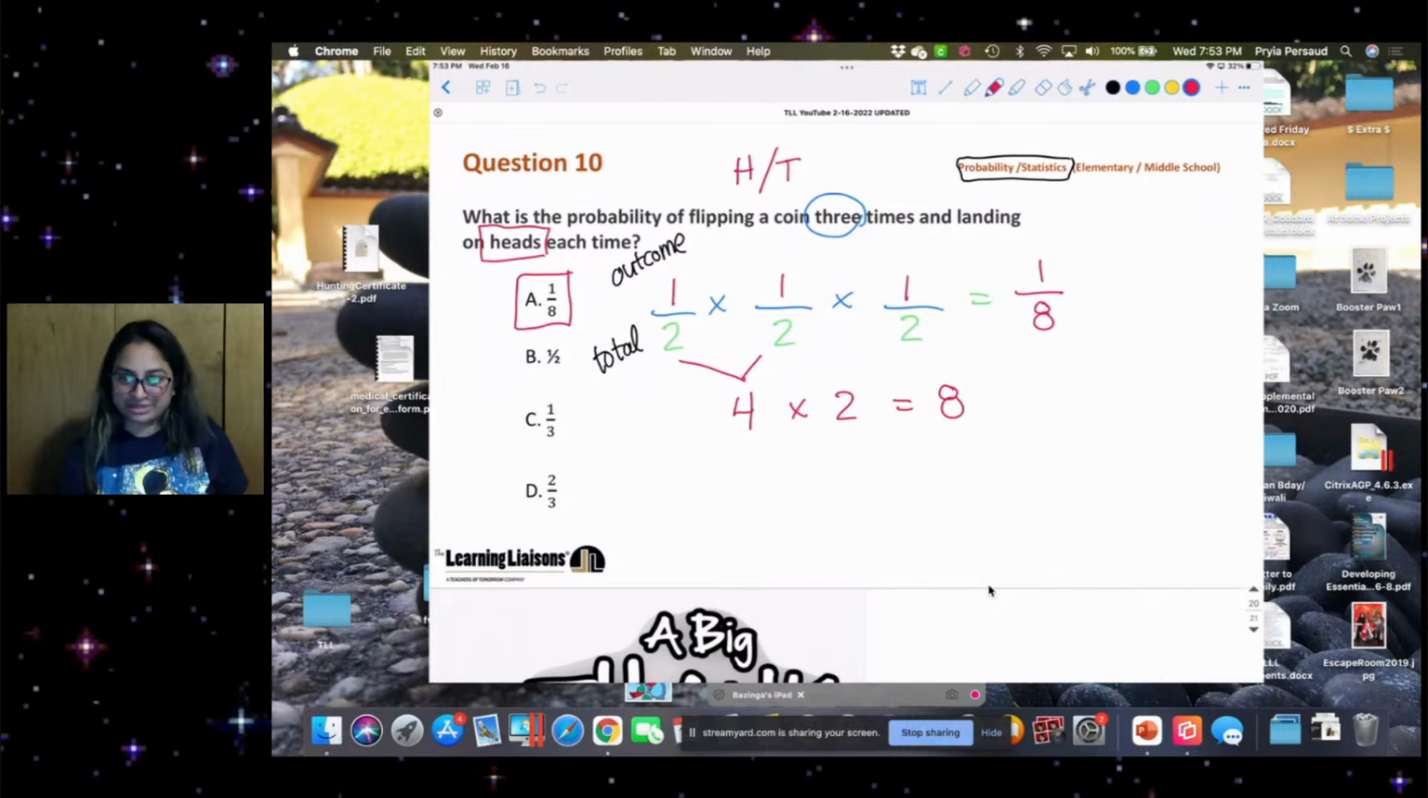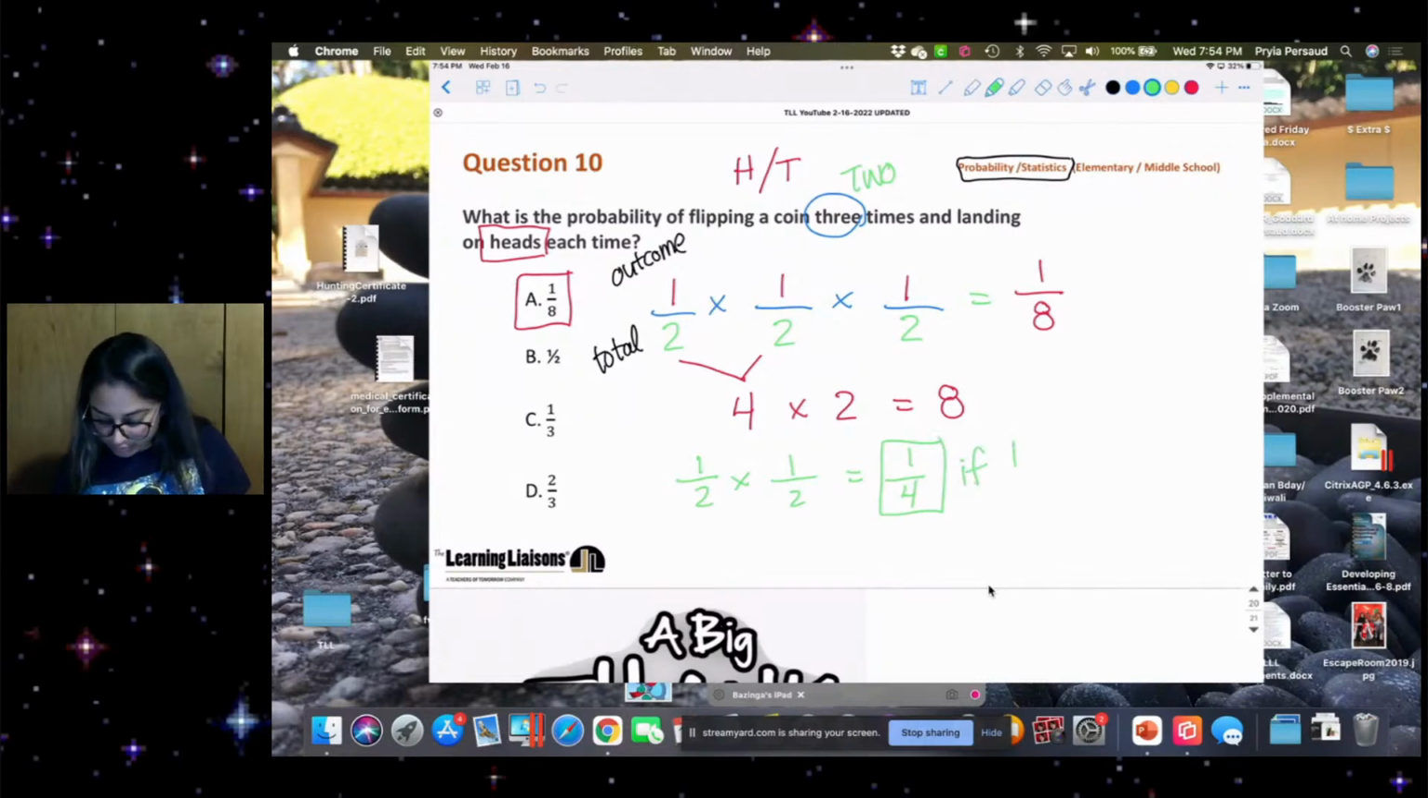Winner, winner, chicken dinner. Okay, so if they happen to have flipped the coin only 2 times, then what would we do? We would only have 2 fractions. With a coin, it doesn't matter because you can only have one possible outcome out of 2 total outcomes. So we'll have 1/4 if the coin was flipped twice.